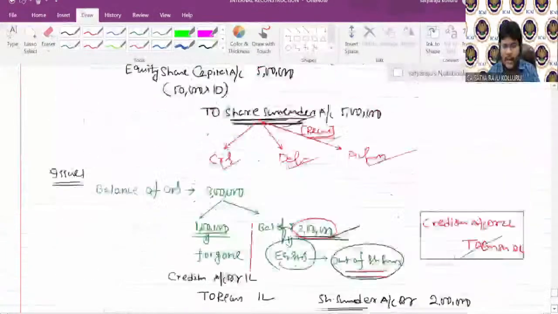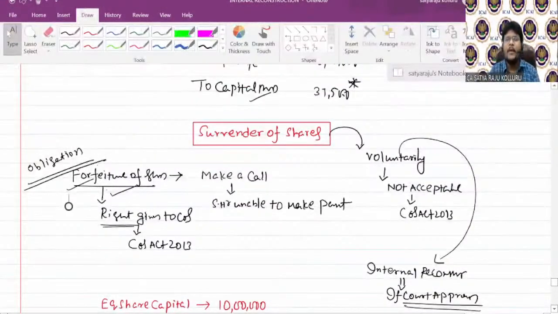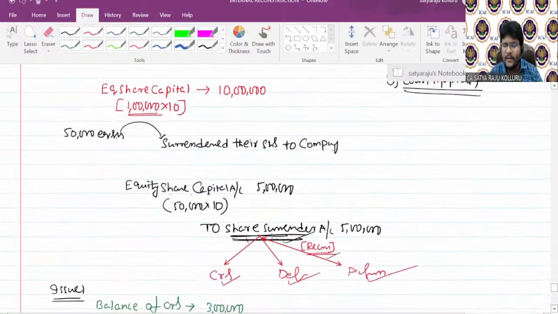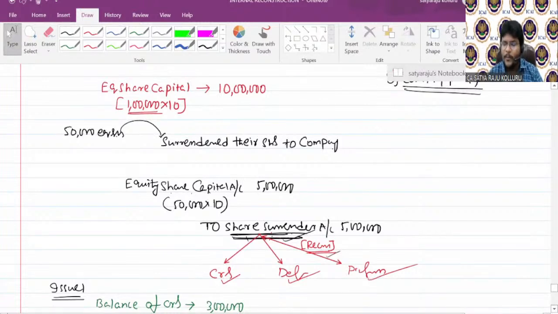Now, let me summarize the things. All of you, please concentrate. Whenever the shareholders voluntarily decide to surrender their shares, the company should immediately pass one entry by debiting the equity share capital and crediting the share surrender account. That is equity share capital account to share surrender account. If you pass this entry, till now you are not recognizing any profit. Actually, due to surrender of shares, profit exists, but the company is not recognizing such profit. But the company will recognize the profit whenever they utilize such share surrender at the time of issue to the various parties. If you understand this point, then everything is very simple.